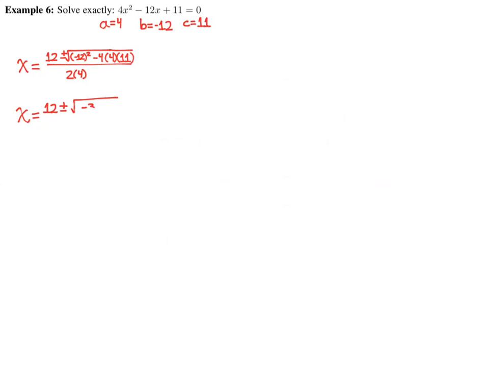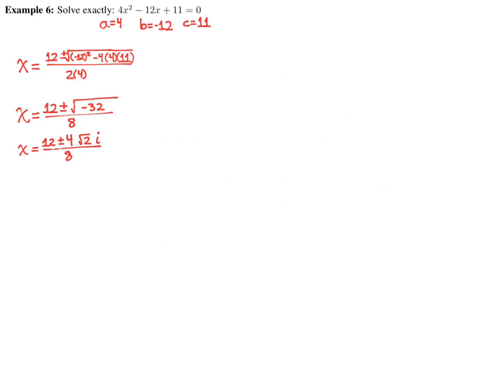Next one, we've got a different situation. A is 4, B is negative 12, and C is 11. Rock and roll. x equals positive 12 plus or minus the square root of negative 12 squared minus 4 times 4 times 11, all over 2 times 4. So we're talking about 12 plus or minus the square root of 144 minus a whole lot, so really negative 32, all over 8.